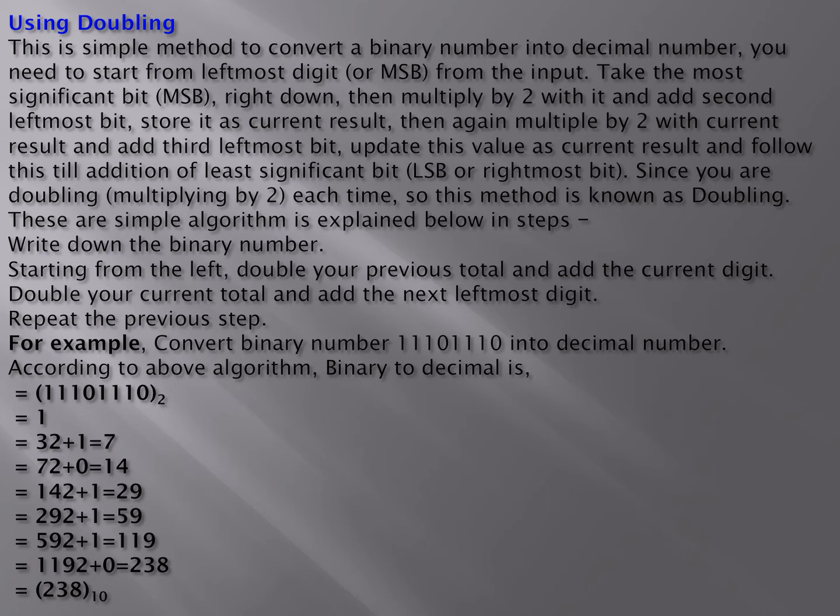Write down the binary numbers starting from the left. Double your previous total and add the current digit. Double your current total and add the next leftmost digit. Repeat the previous step.